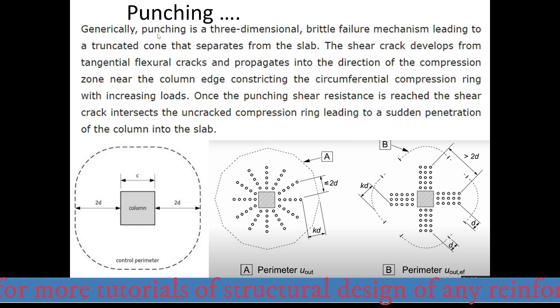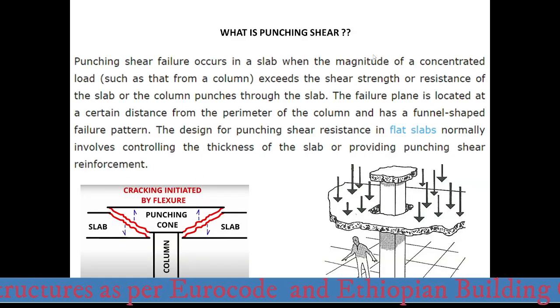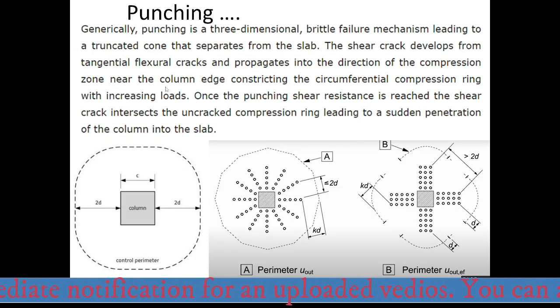And generally, punching is a three-dimensional brittle failure mechanism leading to a truncated cone that separates from the slab, meaning here this part, the slab around the column, will be separated from the column, and it falls down to the ground whenever there is a punching shear failure. That's apart from the slab.